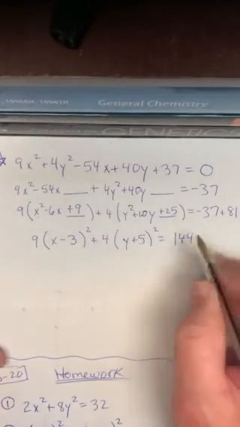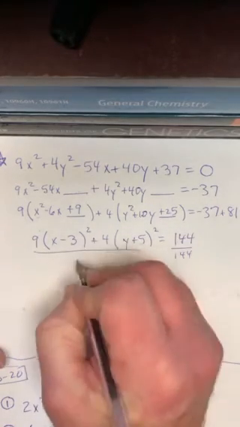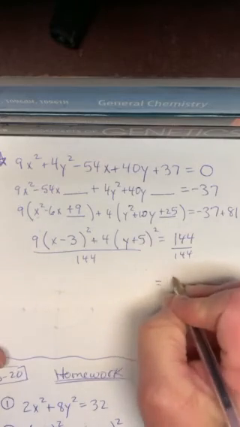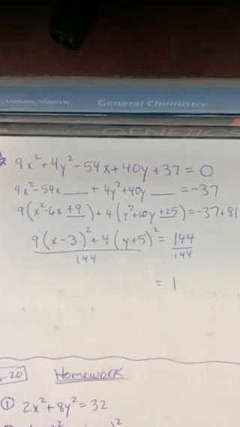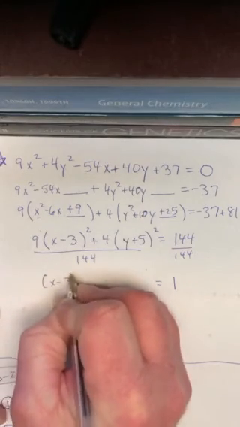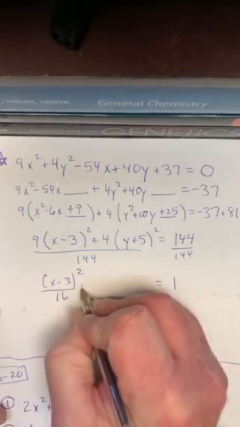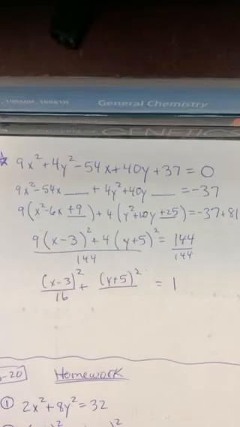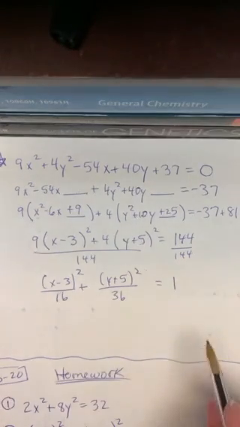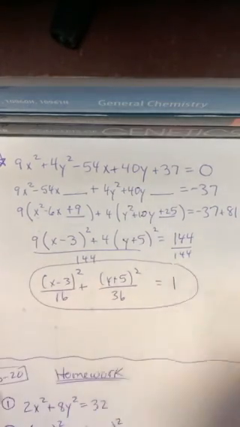Obviously, that wants to be a 1 over there, so I divide by 144. So I end up with the 1 that I was seeking. And on this side, if I cross-cancel 9 and 144, oh boy, I'm going to push my calculator buttons here. 144 divided by 9. This ends up being x minus 3 squared over 16 plus y plus 5 squared over, if I decide how many times does 4 go into 144, that would be 36. Oh my gosh, I did it. I got that ellipse into standard form, and I could then graph this if I had to.